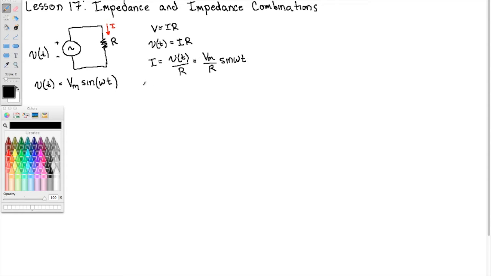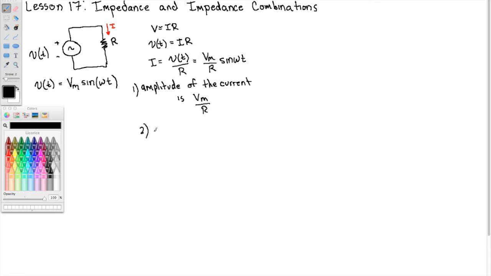So a couple points here. Notice that the amplitude of the current is Vm over R. Right? That is to say, the amplitude of the current is the amplitude of the voltage divided by the resistor. All right, that's point 1.